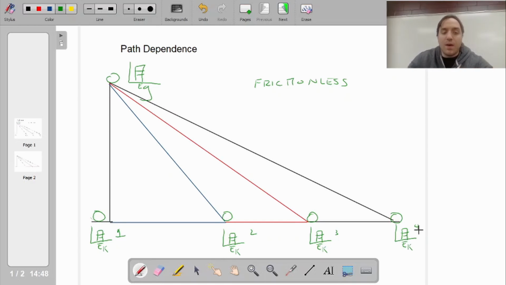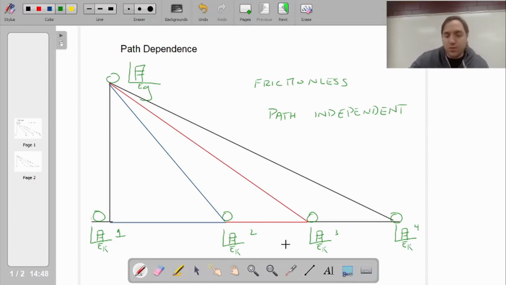In other words, the amount of work done by gravity to get to point 1 is the same as the amount of work done by gravity to get to point 2, to get to point 3, to get to point 4. We refer to this force not mattering what direction you travel, what path you travel, as the force being path independent. Meaning that no matter which way you go, the amount of work done by force gravity is the same.